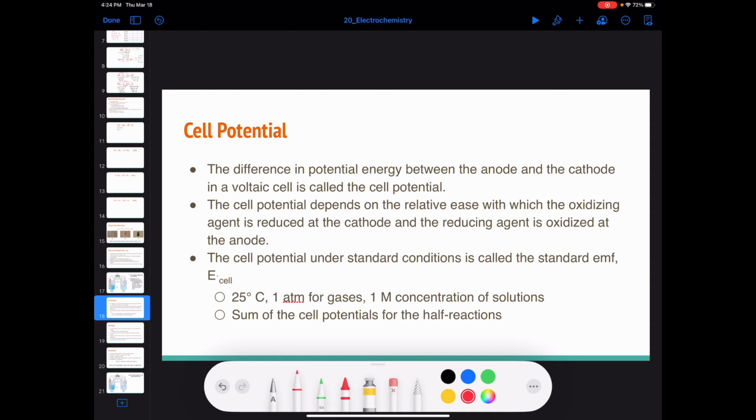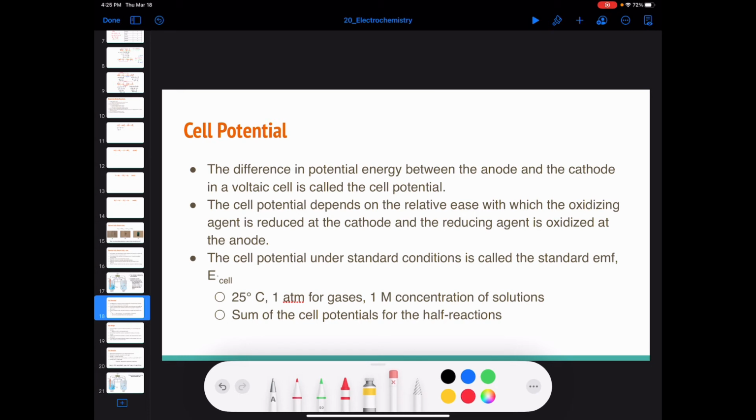And so what you end up having to do is measure this versus what's called a standard hydrogen electrode. We'll talk about that in just a second. But we can write what are called the standard EMF, or electromotive force.